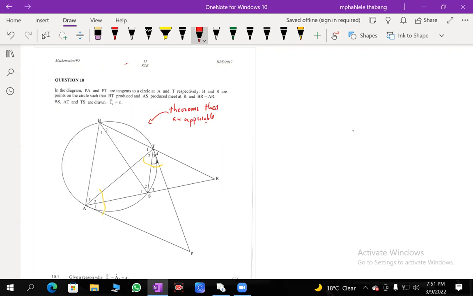Then the tan chord. X equals B1. X is B2. Tan chord on B2 again.